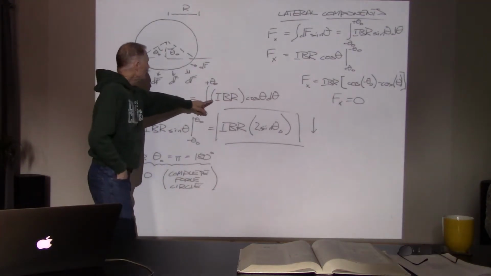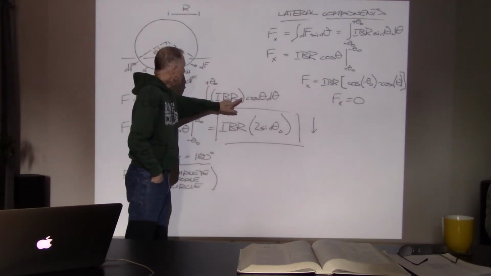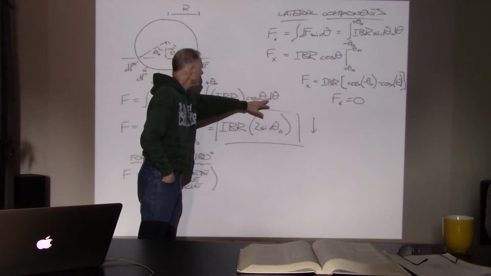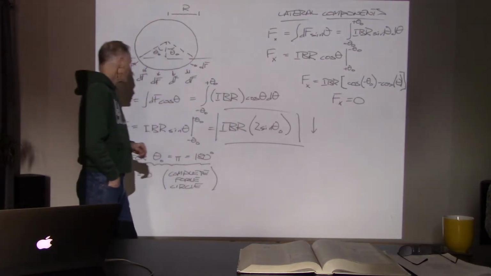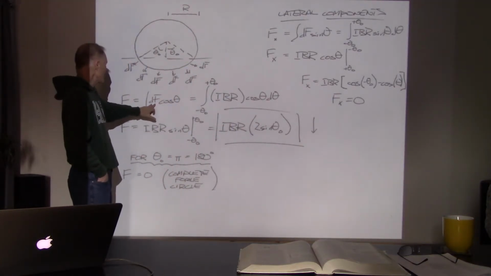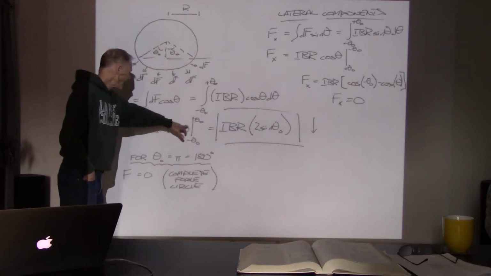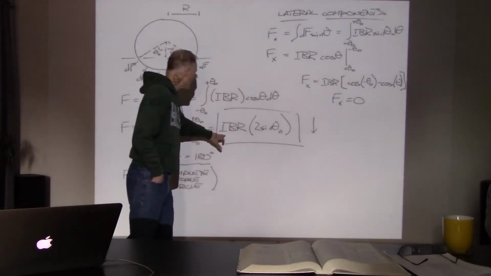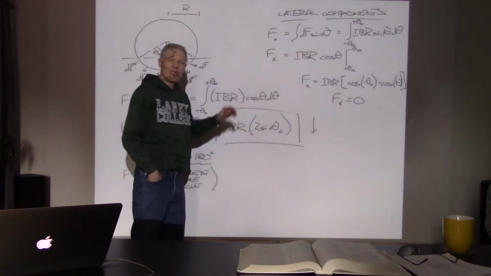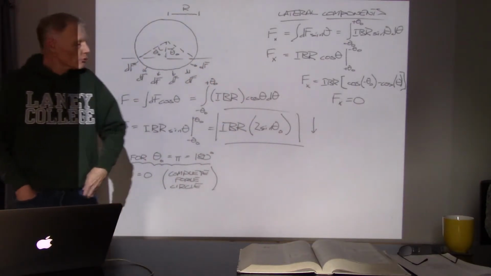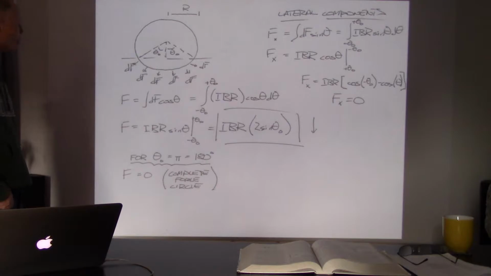I substituted in I, B, R. There's my cosine theta, and then there's the d theta that we had written down. So this is exactly the dF with the cosine theta factor multiplied in. Carrying out that range of integration gives me IBR² sine theta naught, for what it's worth. So that's how much force we'll have in the downward direction.